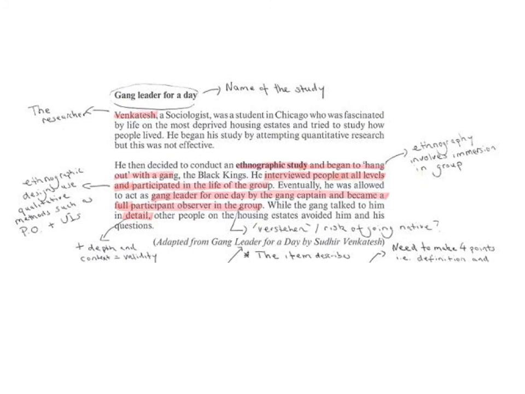We can see the 2 main methods that made up this ethnographic study in the second sentence. So we can see that interviews were used, qualitative interviews, and also participant observation, which is the method most closely associated with ethnographic studies. It talks here about the researcher being allowed to act as gang leader for one day, which of course is the title of the book.